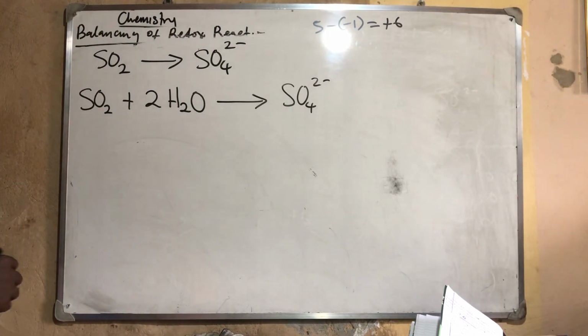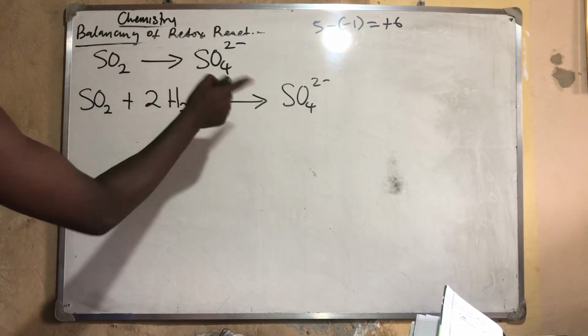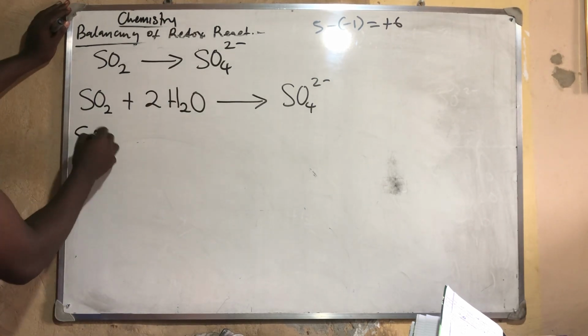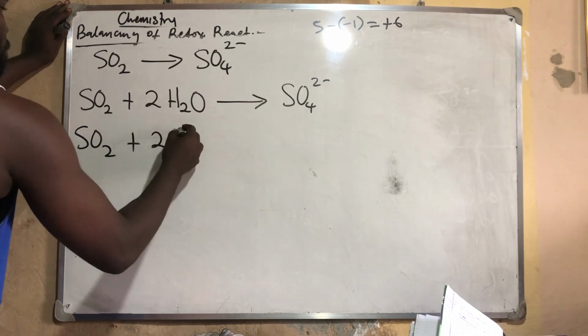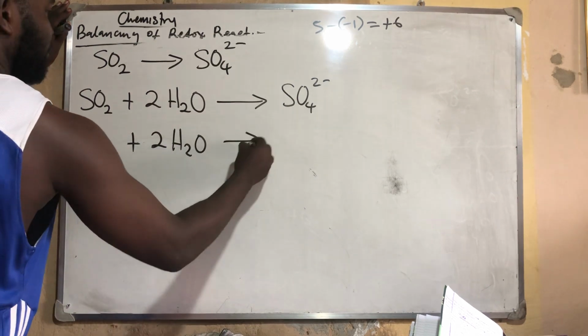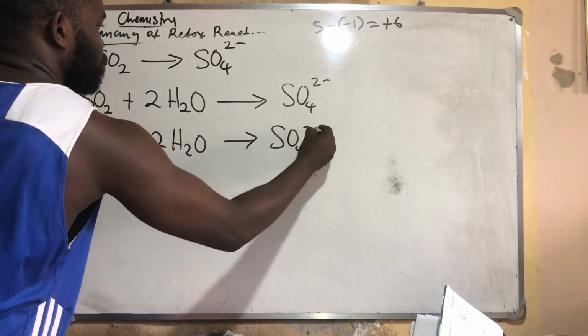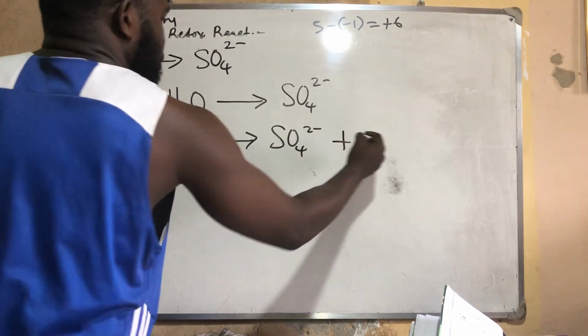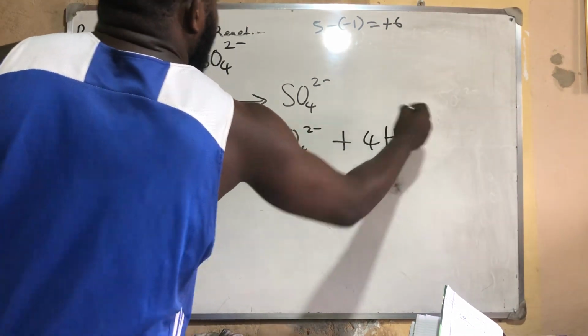So what do we now do? We're now adding hydrogen to the side without water. So we're adding 4 hydrogen. So I have SO2 plus what? 2H2O to give us SO4 2 minus plus 2 times 2, 4 hydrogen plus.